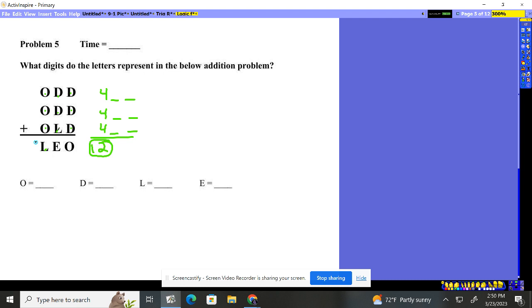So you know something there. I sort of gave you a clue. It can't be a 4, couldn't be a 5. So that gives you a little bit of clue.